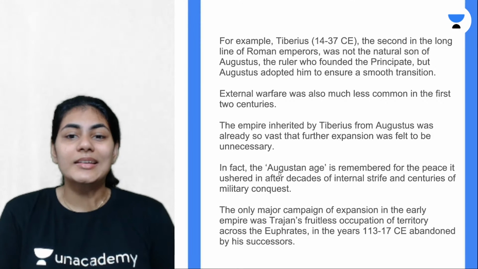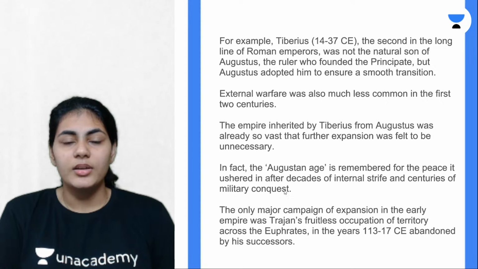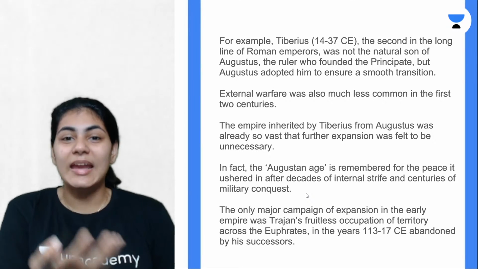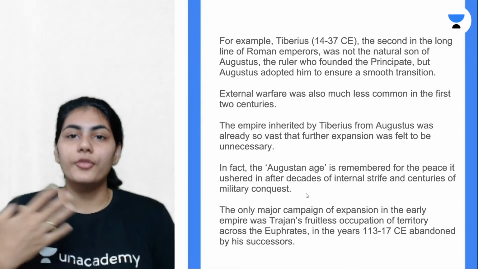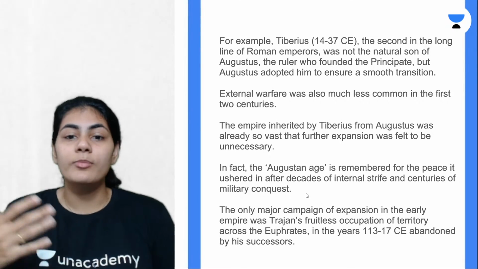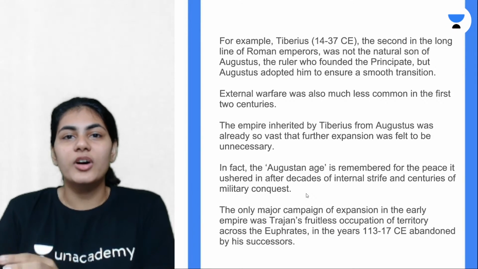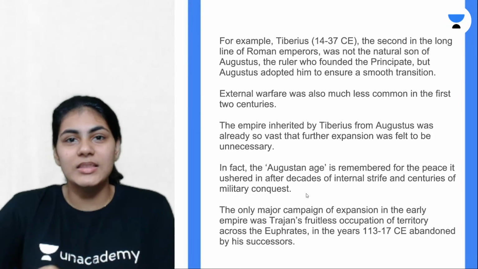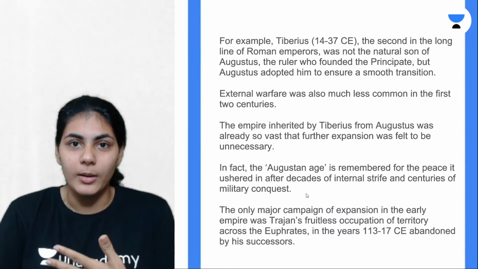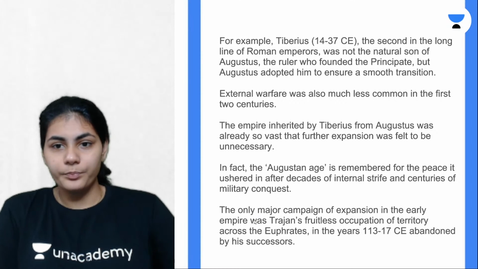In fact, the Augustan age was referred to as a peaceful age. Because before the Roman Empire, there were a lot of conflicts, especially when the Senate was falling down. There was no peace, there was internal strife, centuries of military conquest. After all of this chaos, Augustus was the first ruler who made sure that there was peace in the empire. That's why the Augustan age is referred to as the peaceful era. So overall it was peaceful.